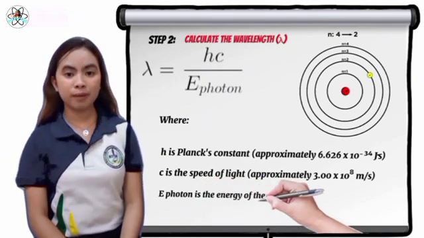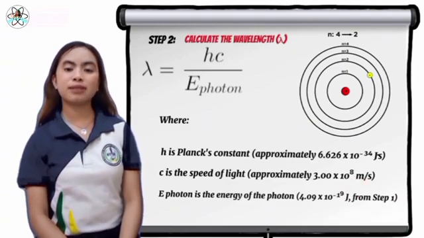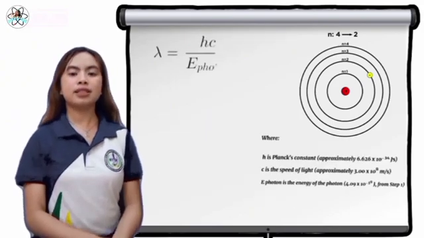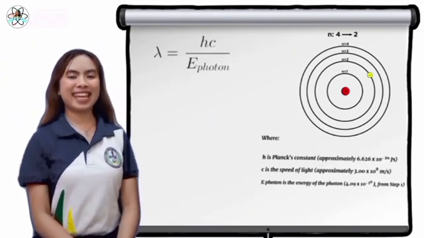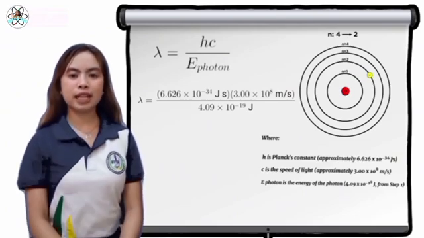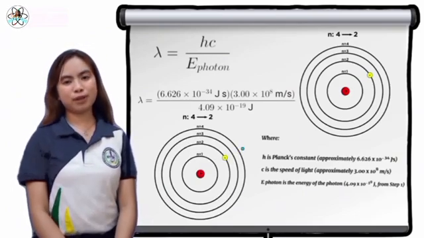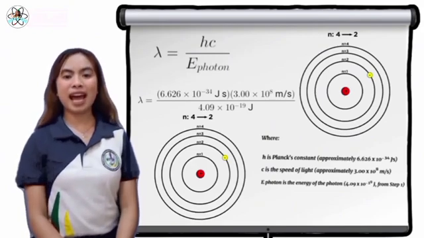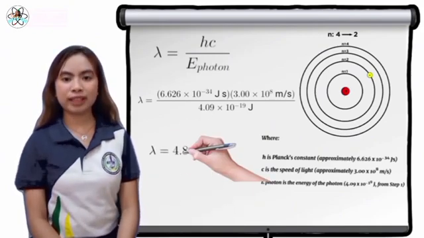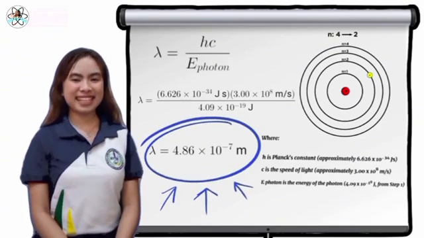And E photon is the energy of the photon, which is 4.09 times 10 raised to negative 19 joules from the step 1. Substituting the values, we can get this. So the wavelength of the photon emitted during the electron transition from N is equal to 4 to N is equal to 2, and the hydrogen atom is 4.86 times 10 raised to negative 7 m. So that is the final answer.